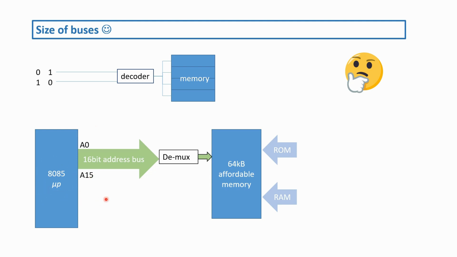8085, for information, has 16-bit address bus, that is 16 different lines comprising the address bus. So it can afford 2 raised to the power 16 different memory locations. And previously I have told you that one memory location can have 1 byte. So total affordable memory for 8085 microprocessor is 2 raised to the power 16 bytes or 64 KB.